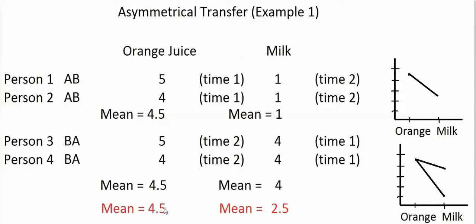You don't want to have asymmetrical transfer if you're interested in comparing the average of one condition with the average of another condition, and you're doing a within subjects design.